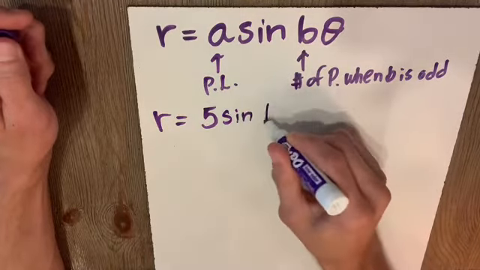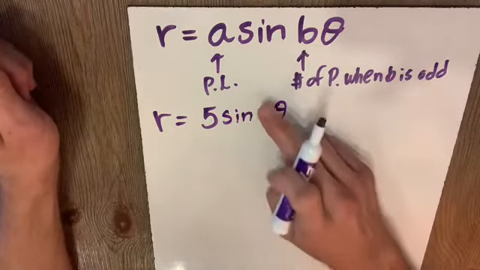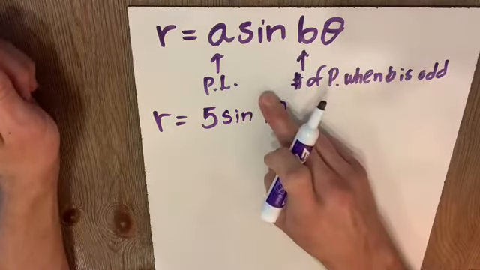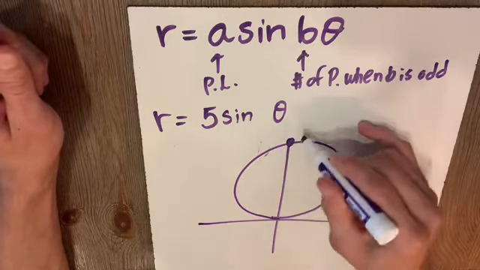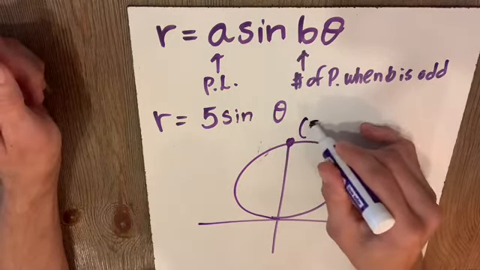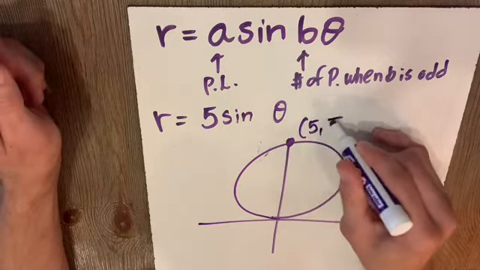Sine 1 theta. Oh, we've already done this. A rose of 1 petal is a circle, and we saw what that looked like. There it was. And this gave us the point R, theta was 5 comma pi over 2. And so we see, because it's sine, automatically it has at least theta equals pi over 2 symmetry. You can see we don't have polar axis symmetry here. But whatever happens to the left happens to the right with this one.